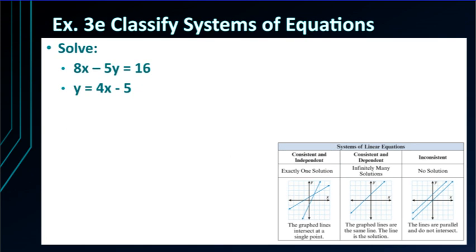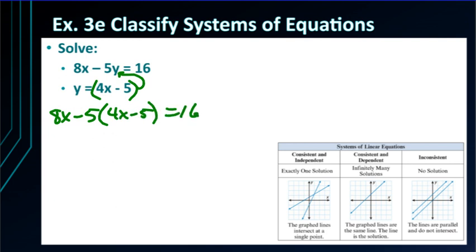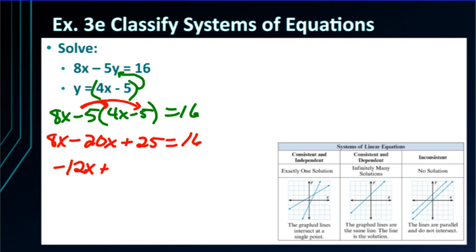Next problem here. Solve for these and classify them. Here I have one where y equals, so let's substitute that one in for the y in the second one. So I have 8x minus 5 times 4x minus 5 equaling 16. So I have 8x and then distribute the negative 5. So minus 20x. And negative 5 times negative 5 is plus 25 equaling 16. 8x minus 20x is a negative 12x plus 25.